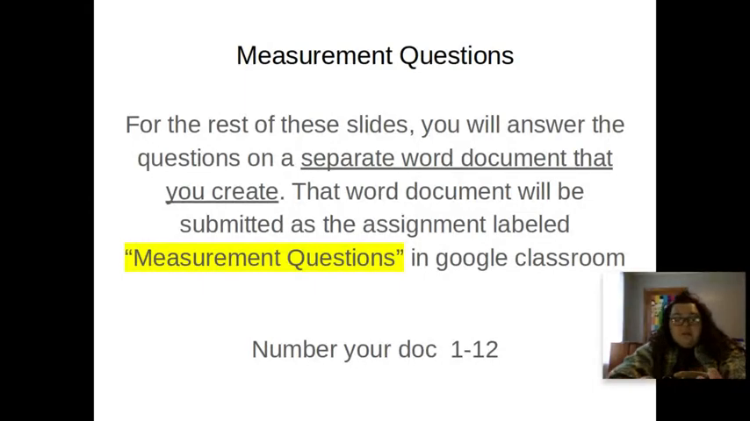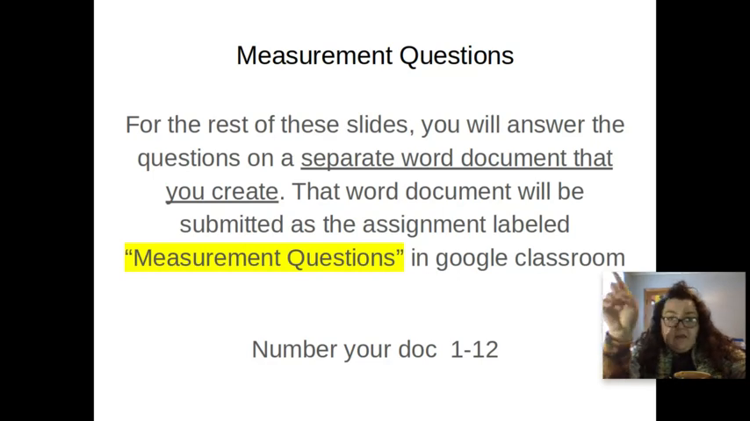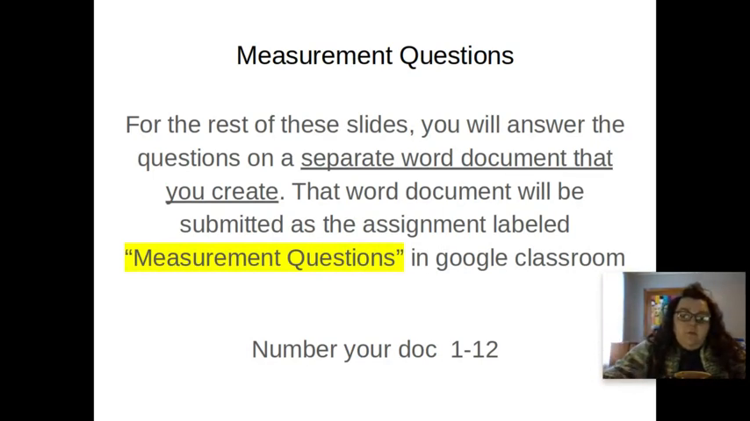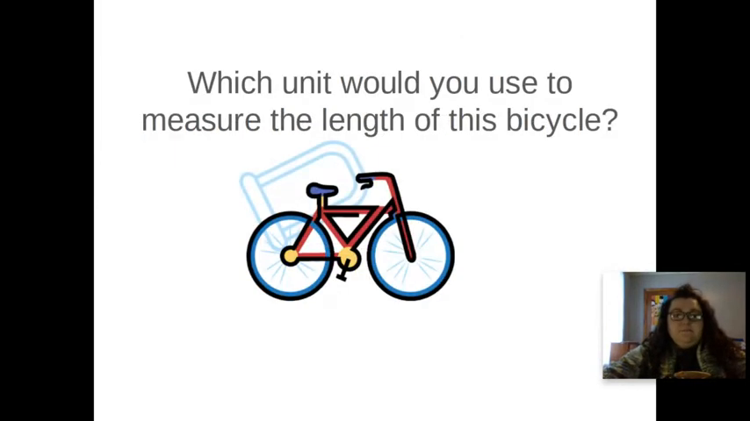So the rest of the slides in this document are going to be the questions you need to answer on a Google document. You will create a Google document in the measurement question assignment on Google Classroom. You'll click on the assignment. Up in the right hand corner, you will have the create, and you want to hit Word Doc. You want to number 1 through 12, and then you will answer the things for these slots.